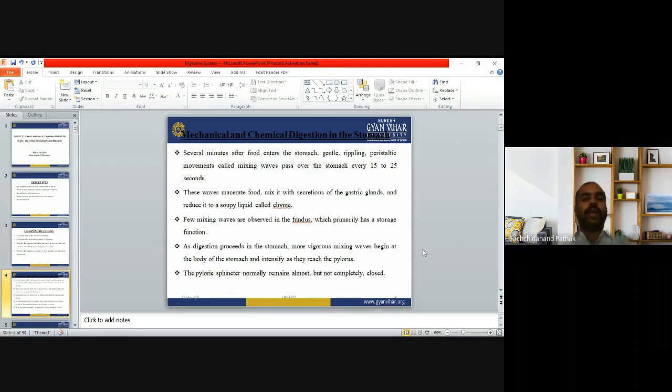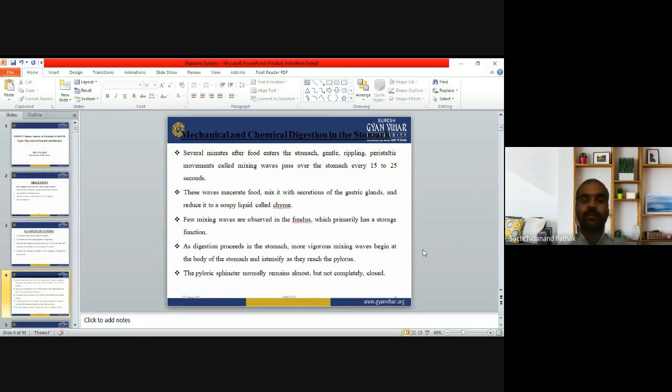Now come to the point: mechanical and chemical digestion in the stomach. Several minutes after food enters the stomach, a gentle rippling peristaltic movement called the mixing wave passes over the stomach every 15 to 25 seconds. These waves macerate the food, mix it with the secretions of the gastric glands, and reduce it to a soupy liquid called chyme. Few mixing waves are observed in the fundus, which primarily has a storage function.